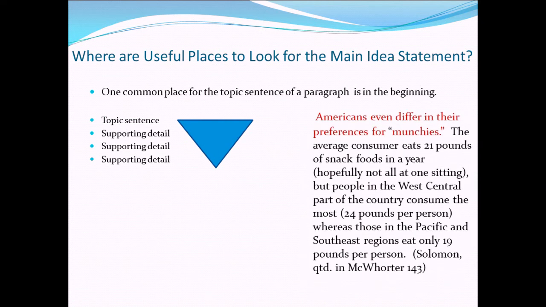Americans even differ in their preference for munchies. The average consumer eats 21 pounds of snack foods in a year, hopefully not all at one sitting. But people in the west central part of the country consume the most, 24 pounds per person, whereas those in the Pacific and Southeast regions eat only 19 pounds per person.